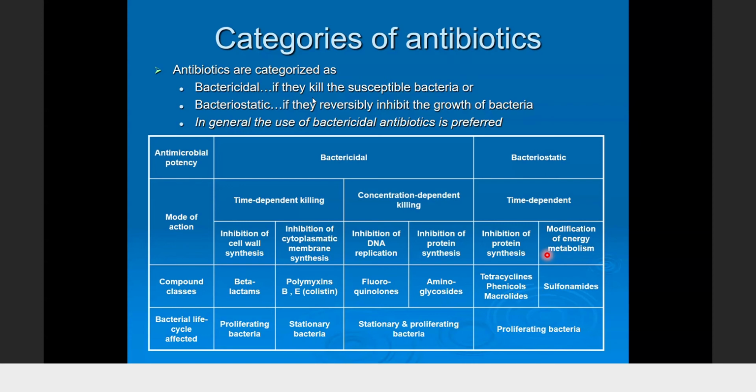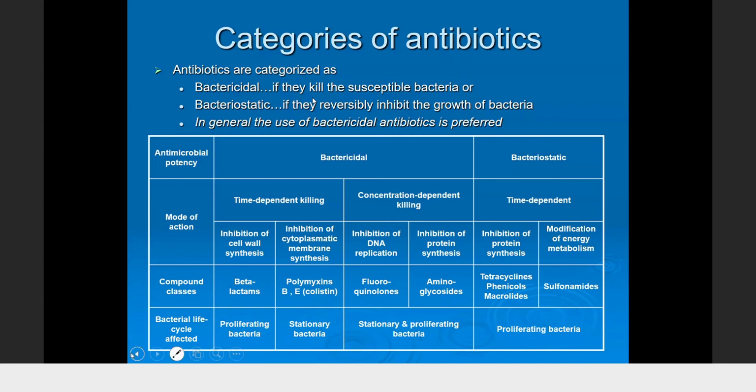Okay. So as for bacteriostatic agents, the mechanism is inhibition of protein synthesis and also modification of the energy metabolism. It interferes with the metabolism of the bacteria. The classes that inhibit cell wall synthesis are the beta lactams, and the bacterial life cycle that is affected is the proliferating bacteria.